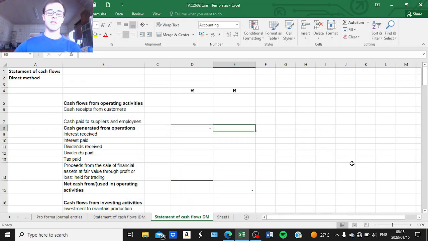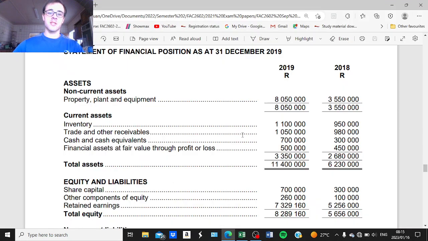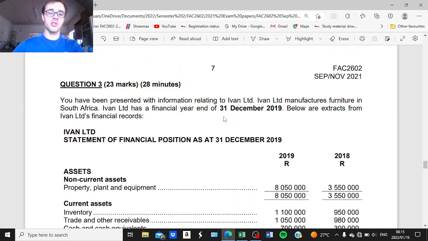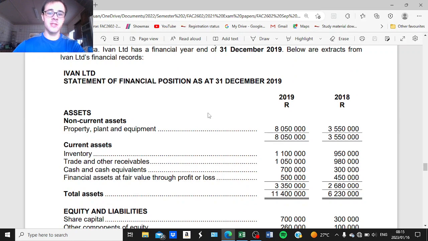Welcome to today's lesson where we will be working through a statement of cash flows question. We are busy with the September-November 2021 examination paper. In yesterday's session, I worked through question 2, which addressed the group financial statements. That question has been covered comprehensively.